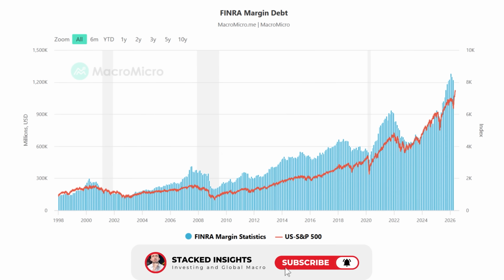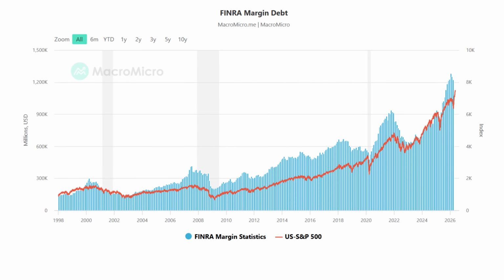This is the FINRA margin debt chart going back to 1998. The blue bars are total margin debt, the red line is the S&P 500. Margin debt peaked in January of this year at $1.22 trillion. It has come down slightly, but it remains at the highest levels in history relative to the overall economy.